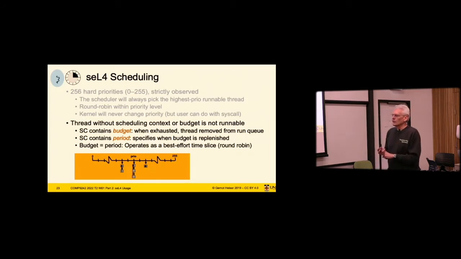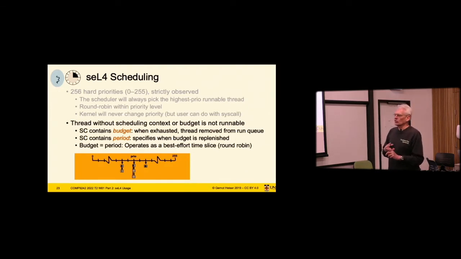So if your thread has no scheduling context, then it doesn't have the right to access the CPU. It's not runnable. It's not in the run queue. The scheduling context contains basically two parameters, a budget and a period. The budget gets consumed when the thread executes. And if the budget is completely consumed, then again the thread ceases to be runnable and it gets taken out of the run queue. How does it ever get runnable again? This is specified by the period. Once the period is up, then the thread will get a new budget and is runnable again and can be scheduled.